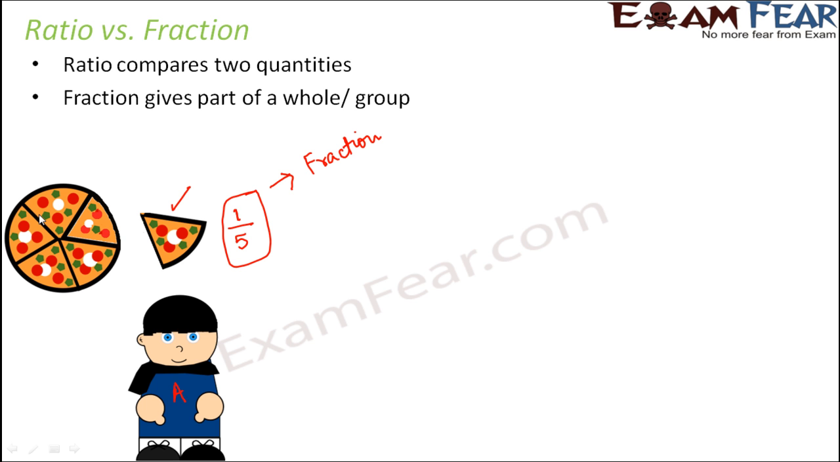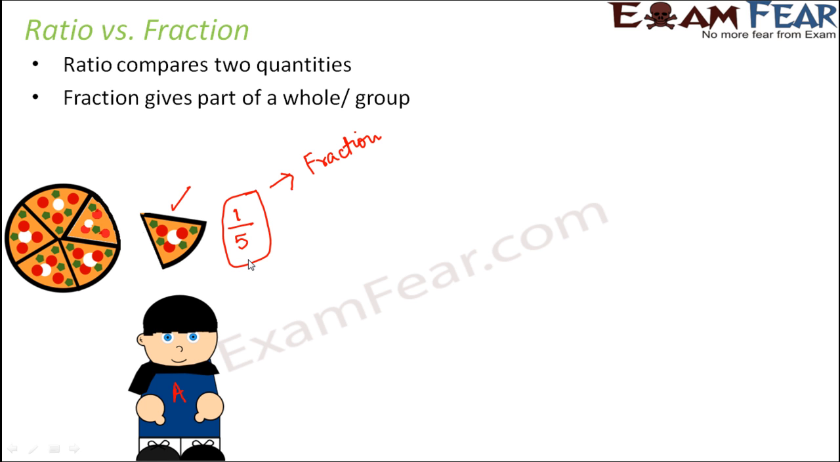Whereas when we talk about a ratio, ratio is about comparing two quantities. So in this case, 1 and 5 are not two different quantities. You are not comparing one slice of pizza to 5 slices of pizza. You are not doing that. You are saying 1 out of 5 slices of pizza. So basically this is a fraction and not a ratio.